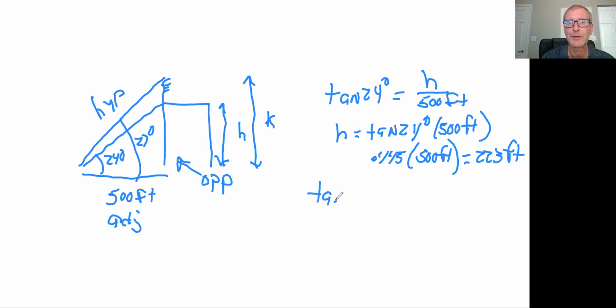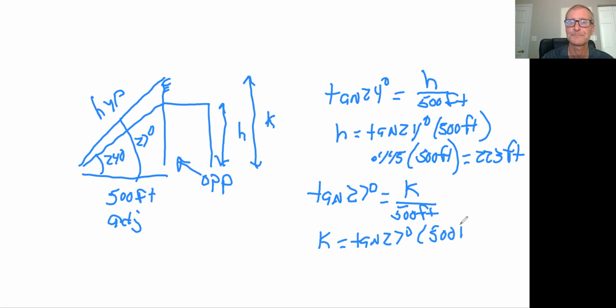And so how do we get K? Well, instead of 24 degrees, we have 27 degrees. And so we have opposite, which is K now, over 500 feet. So you can kind of see a pattern here, right? So K would be tan of 27 degrees times 500 feet. When you do 27 and tan, it should be a little bit bigger number, right? It's 0.509 times 500 feet. And when you do that calculation, you get approximately 255 feet.